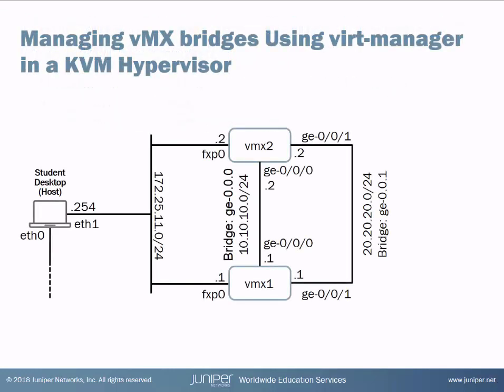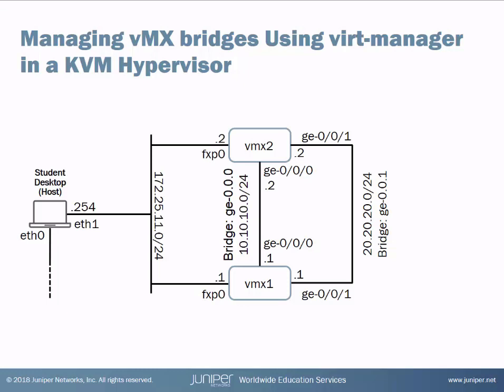This page highlights the topology that we'll be using. We have two vMXs, vMX1 and vMX2, and we will be adding the bridges GIGI000 and 001 to the KVM Hypervisor, and then we will be associating the GIGI000 interfaces on vMX1 and vMX2, as well as the GIGI001 interface on both of those devices, to their respective bridge. And then we'll verify using ping the reachability through both of those interfaces.